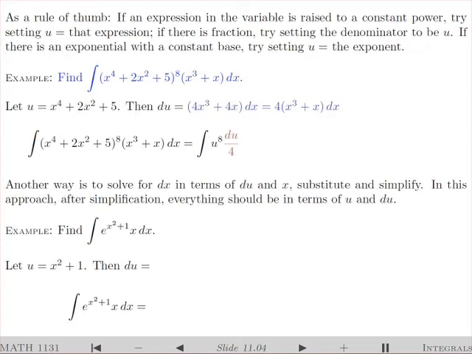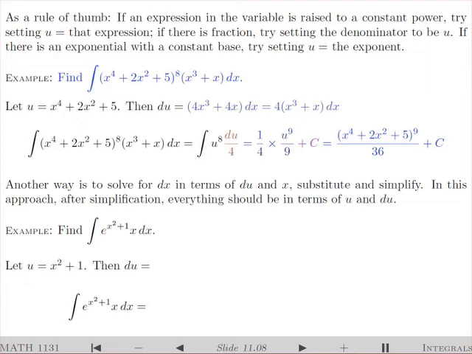So I have 1/4 u^8 du, which I can integrate using the power rule. 1/4 is a constant factor, I keep it as it is, and the antiderivative for u^8 is u^9 over 9, and I have plus the constant of integration. Now go back to the original variable x, substitute x^4 + 2x^2 + 5 for u, and that gives us the answer: (x^4 + 2x^2 + 5)^9 over 36 plus c.